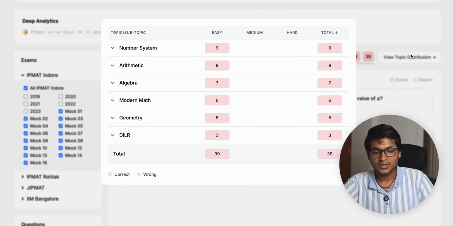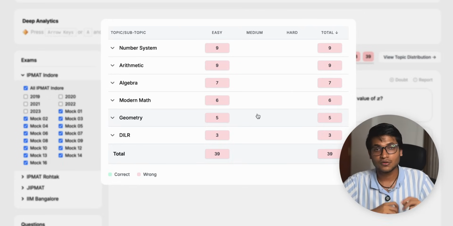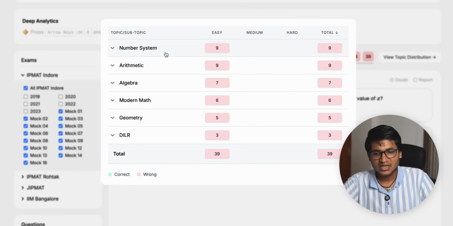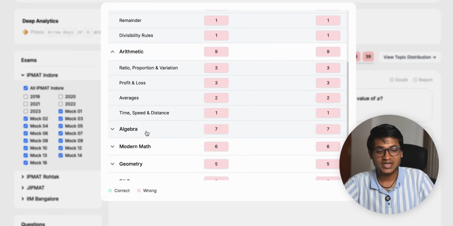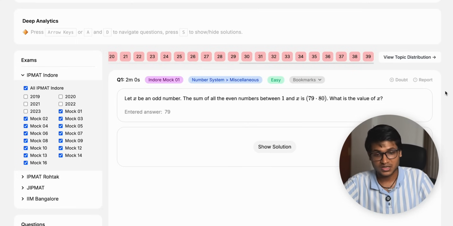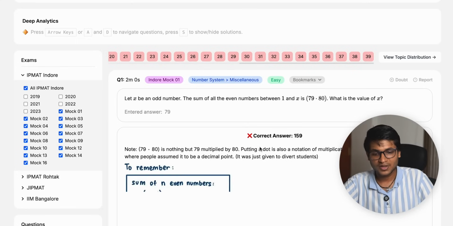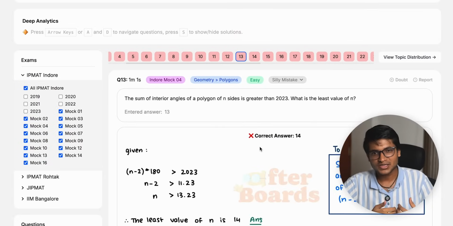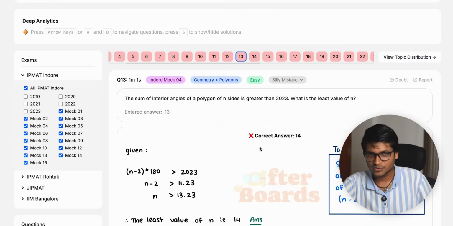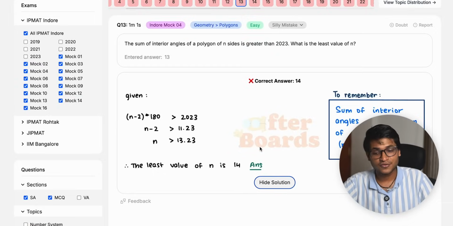You can click on View Topic Distribution to see where they have the most wrong answers for easy questions. Arithmetic and number system seems to be leading. So perhaps these are some topics that they should focus on and not make silly mistakes in. So we can have a look at the solution and be like, okay, samajhaya, ye hua. And this will help them become a better student and not miss out on those easy 4 marks. And this is also very helpful for revision.